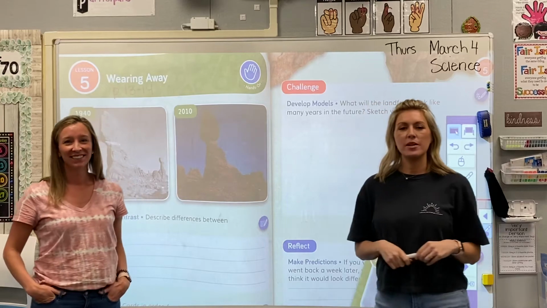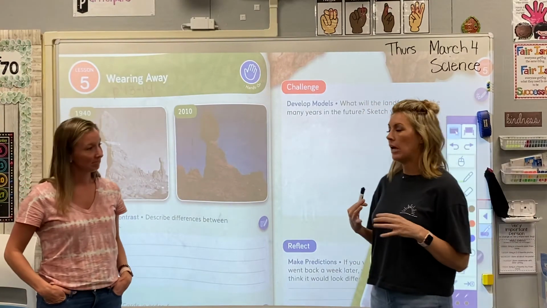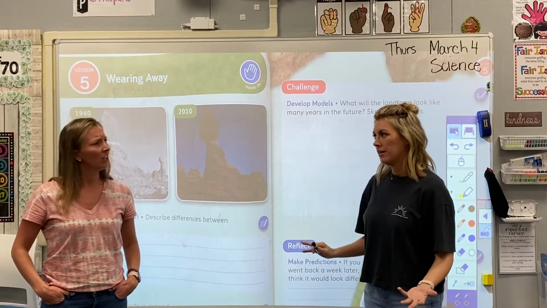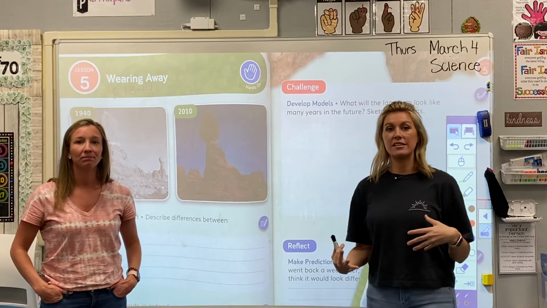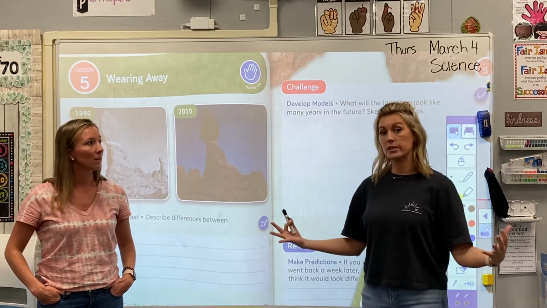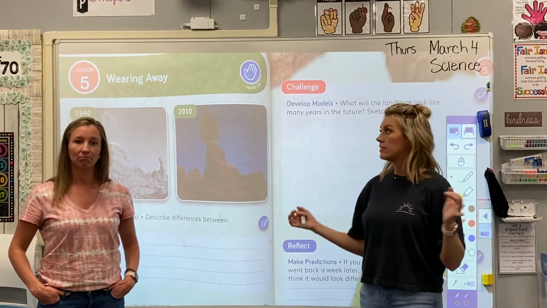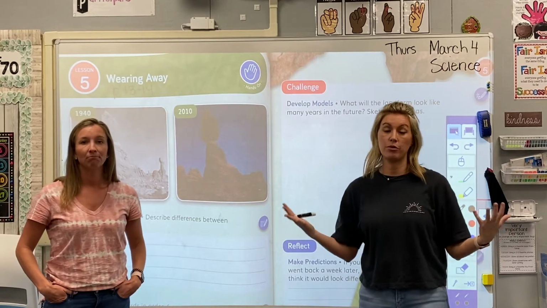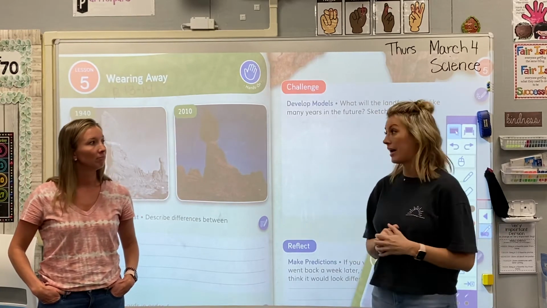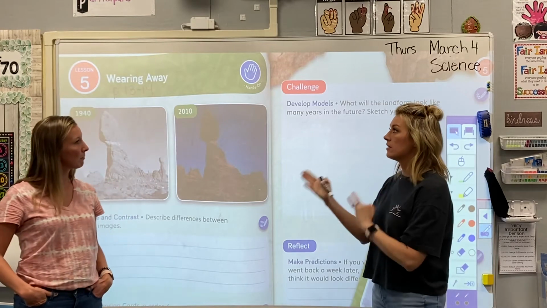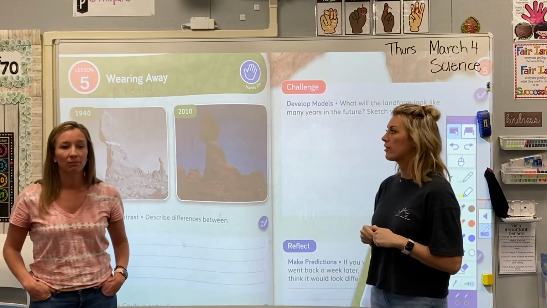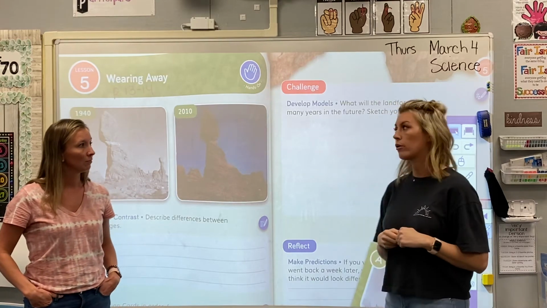Right, second graders, we are here with our next science lesson, and you might notice that it says lesson 5, even though yesterday we did lesson 2. The reason for that is that this is a really big unit, and we have decided which lessons ahead of time that we're going to teach so that we can make sure to get through the whole thing with enough time. So we are going to have you guys skip ahead to lesson 5, which is on pages 13 and 14, and it's called Wearing Away. We're going to learn a little bit more about erosion.